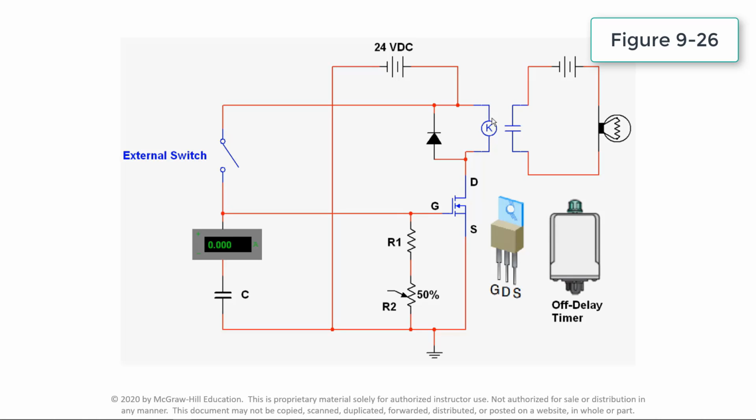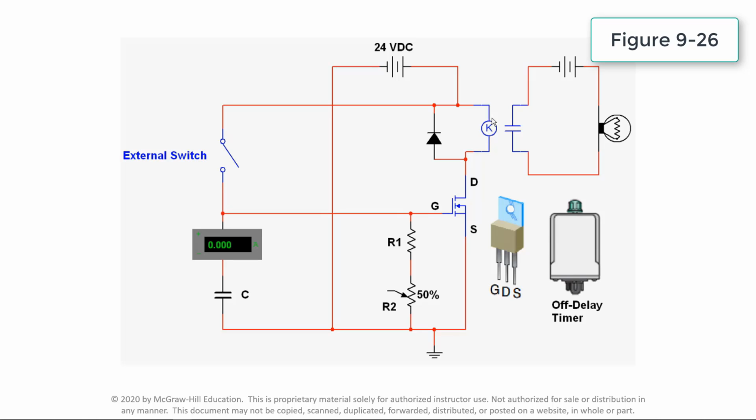This video demonstrates the operation of a MOSFET off-delay timer circuit. Since the MOSFET gate current flow is negligible, a broad range of time delay periods from minutes to hours is possible. With the switch initially open, the voltage is applied between the drain and the source, but no voltage is applied between the gate and the source. Therefore, no current flows through the MOSFET, and the relay coil will be de-energized.